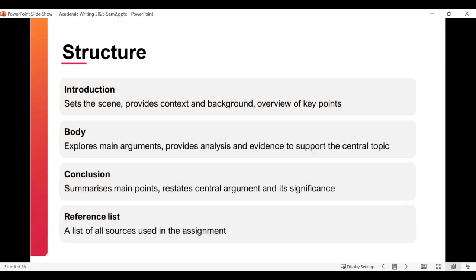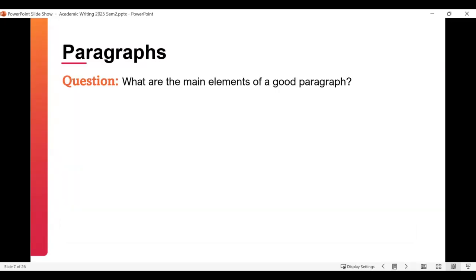So once you've worked out, in the body of your text, how many main ideas you have or can play with, and how many you need, you're going to start structuring your paragraphs. Now let's talk a bit about paragraphs. Can I ask all of you, what are the main elements of a good paragraph? Now, this is one of those questions.